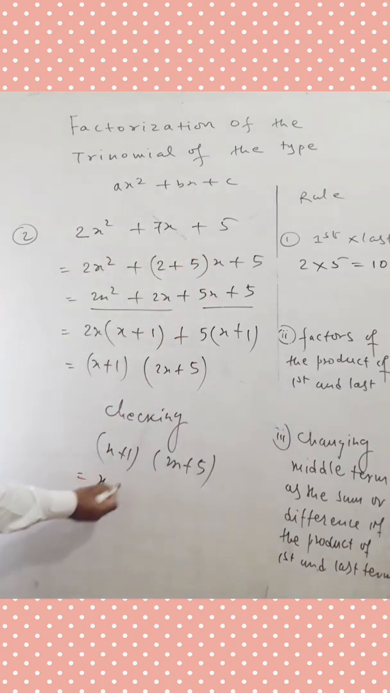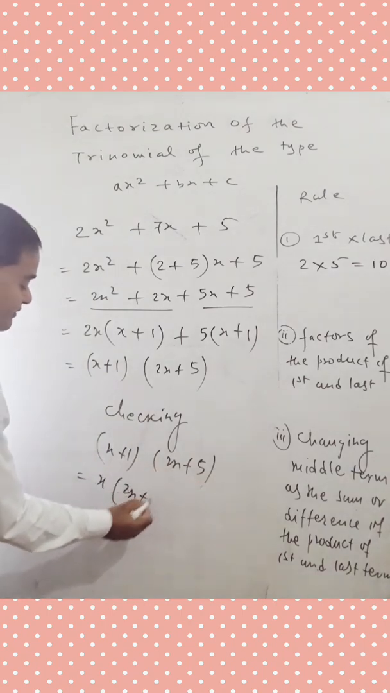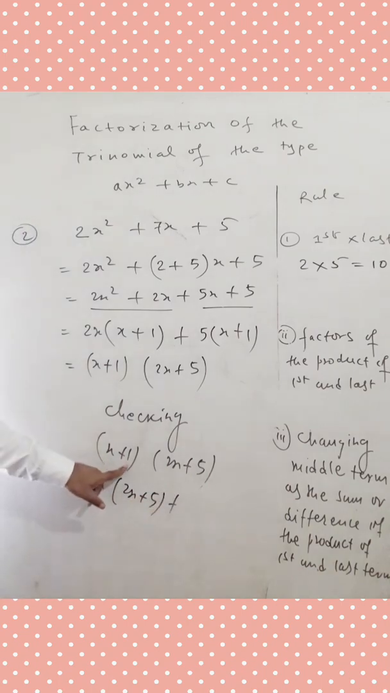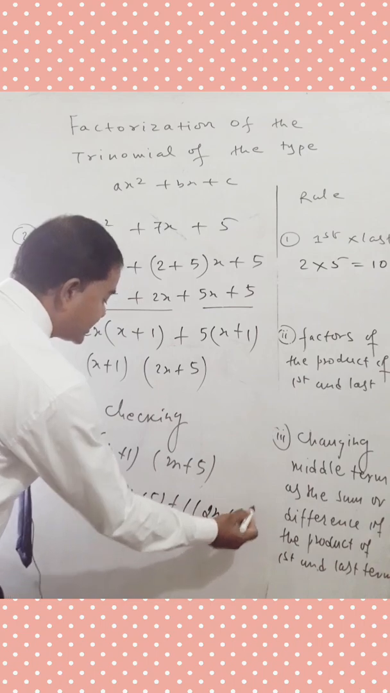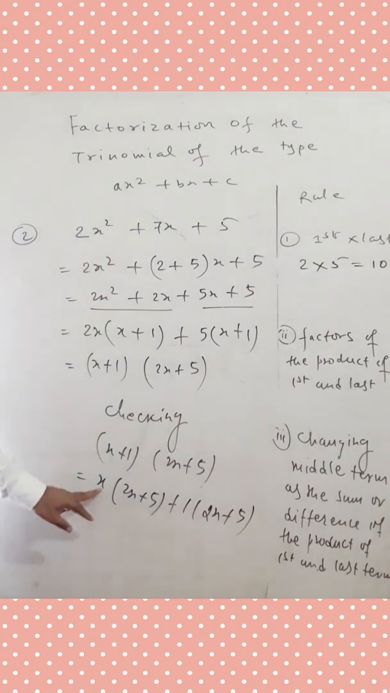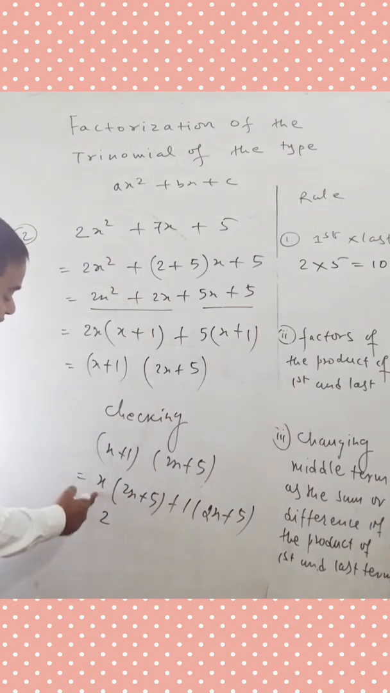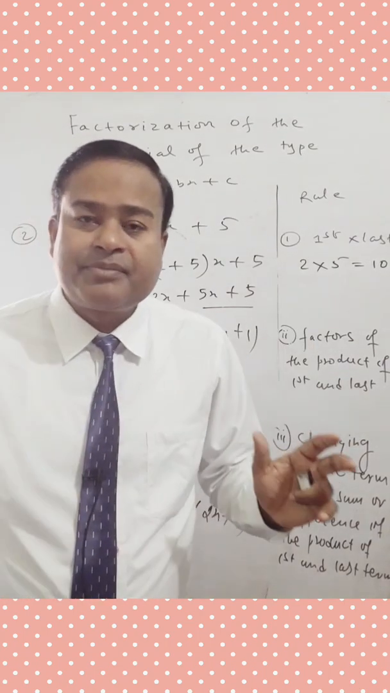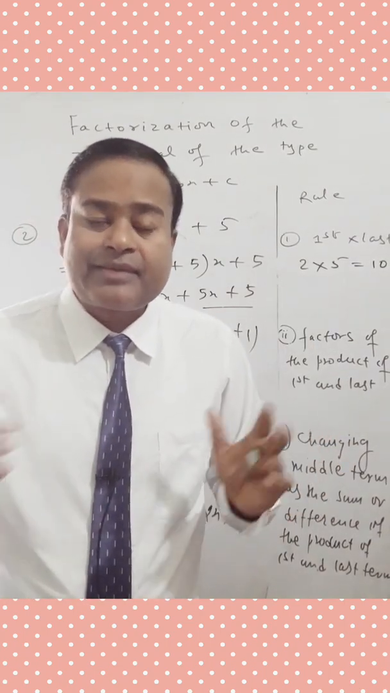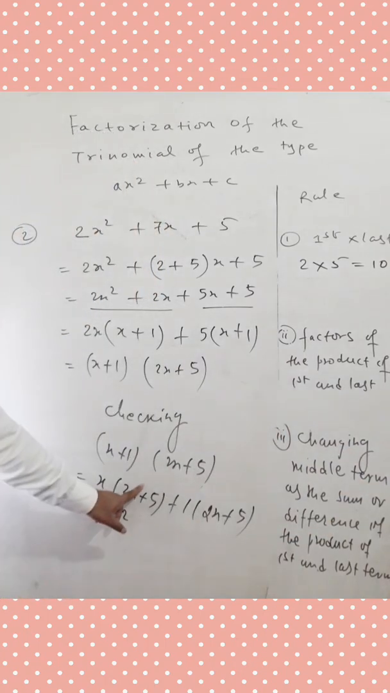So let's multiply. By taking x, we'll multiply the second part, so x multiplies 2x plus 5. And again, by taking plus 1, we'll multiply 2x plus 5. So this is according to the multiplication rule. X into 2x, we can write x into x, x squared. So whenever we multiply any two variables having the same base, then the power will increase. That means we have to add their powers. So 1 plus 1, 2.